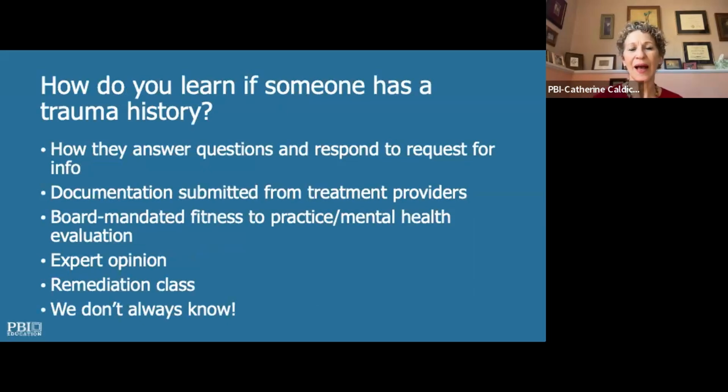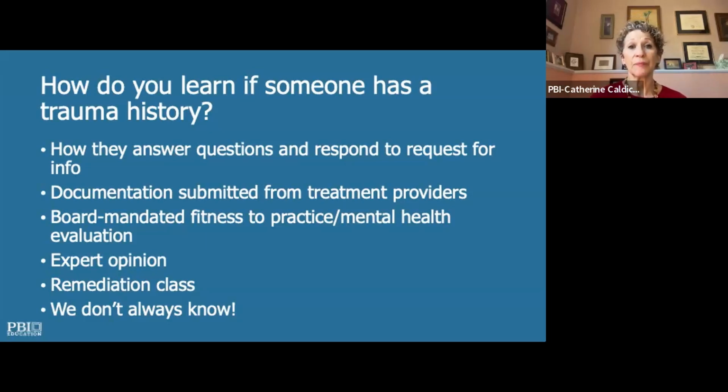So you might be wondering, okay, well, how do I even learn if somebody has a trauma history? Well, you might have a suspicion by the way they answer questions and respond to a request for information. You may gain clues from documentation that has been submitted from treatment providers. There may have been a board-mandated fitness to practice or mental health evaluation. The expert opinion. Now, the expert witness for the board especially has access to everything, including sources of information that you might not have. So they're in a great position to notice red flags.